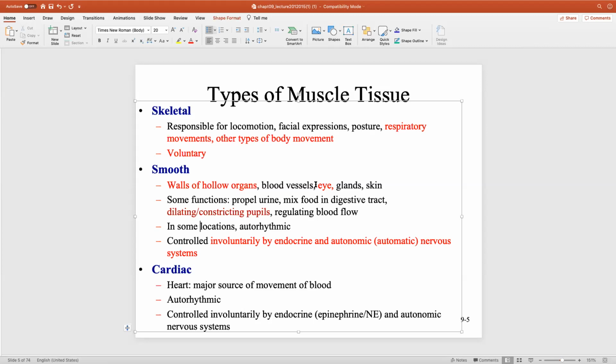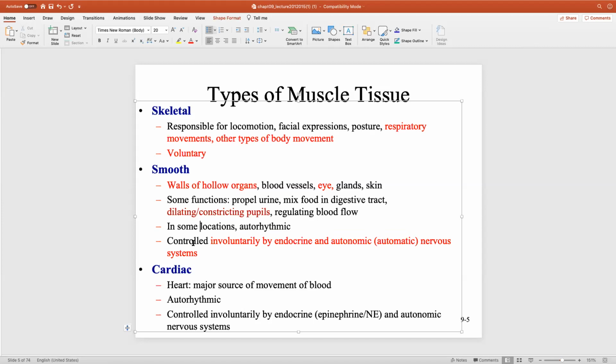Where else do we see it? In the eyes, allowing us to dilate and constrict pupils. In the hollow organs, we see it propelling urine, holding urine, and regulating blood flow. So your blood vessels are made out of smooth muscle, so you can control your blood pressure. How do we control it? By vasodilating or closing the capillaries, as well as controlling the arterioles. So then we can regulate blood flow and blood pressure.